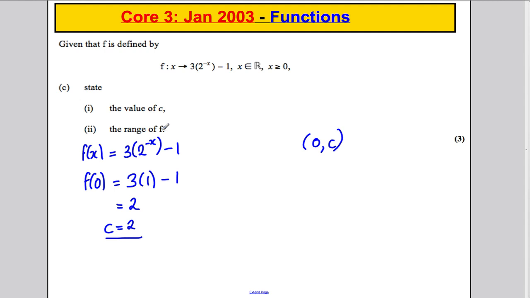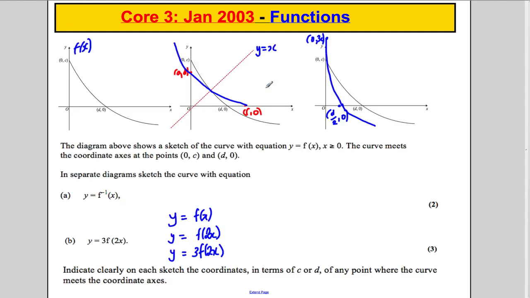What is the range of f? What are the values it can take? We'll look at the graph of f. The values that it takes are anything less than or equal to 2.